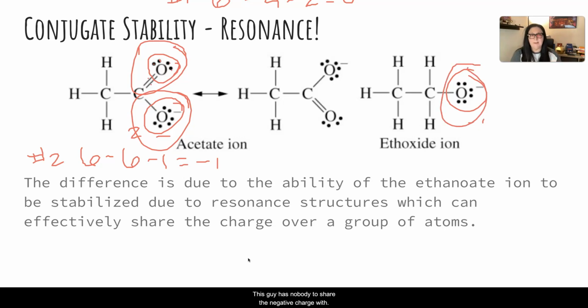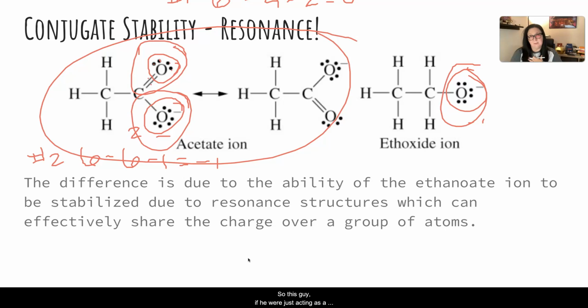This guy has nobody to share the negative charge with. The carbon's definitely not going to take any of it. So the negative 0.5 is closer to 0 than the minus 1. So this guy, if he were just acting as a conjugate base, is more stable than this one. So the acetate ion, or the ethanoate ion, is more stable than the ethoxide ion that you see over here, which came from the ethanol.